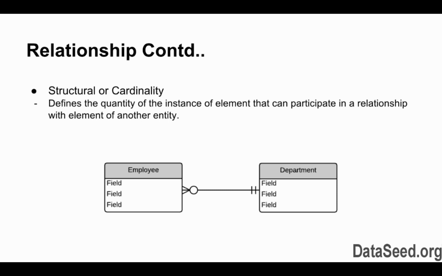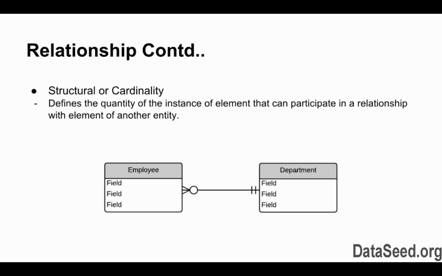The first one is structural relationship. This basically defines the quantity of each instance of the element that can participate in a relationship with the element of another entity, which means how many times one row of data in one entity can be related to one row of data in another entity.